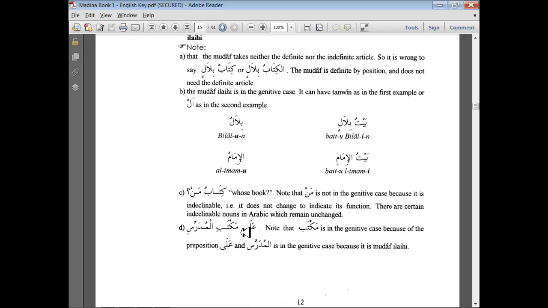And it is still definite, but it is not marfu because of this factor, which is the harf jar, which comes before it, and it will govern the mudaf. The mudaf ilayh is not affected by this. It is affected by the mudaf or the idafa construction itself. Because it is the mudaf ilayh, it will be in the genitive case, which means it takes kasra.